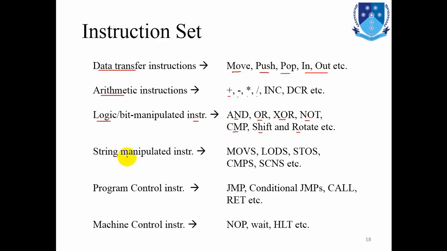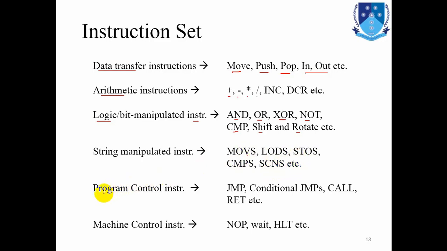The fourth group is the string manipulation instructions. It means that this group includes all those instructions which are used for working with strings of data. For example, MOVS is used for the transfer of a string of data. Similarly, LODS, STOS or store string, compare string and scan string, etc.